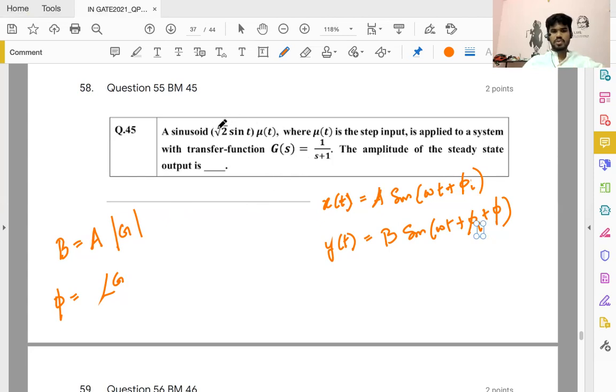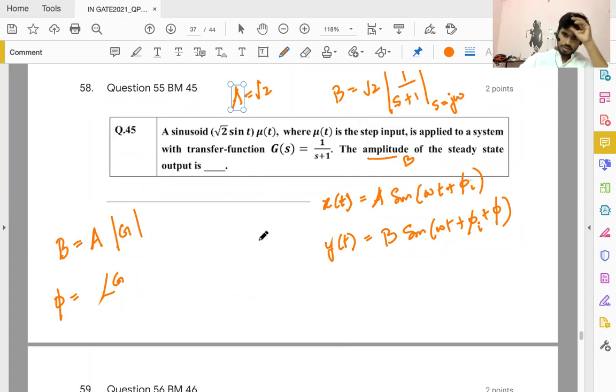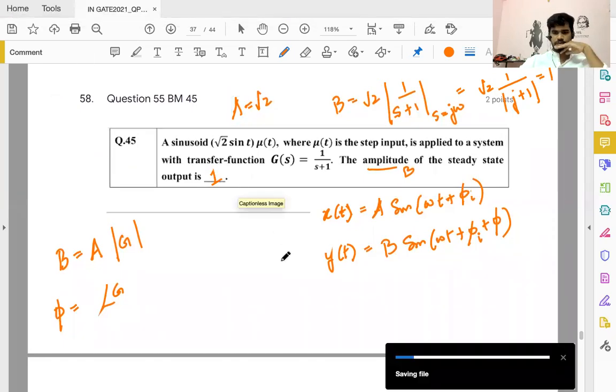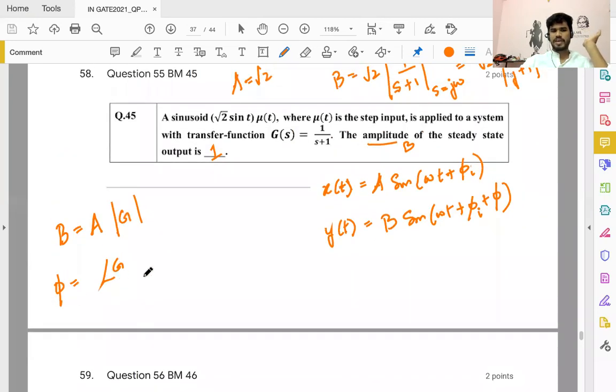So A is root 2. They are asking for B, the amplitude of the output. So B is root 2 times the modulus of 1 by s plus 1. You evaluate s as j omega at the particular frequency. So omega is 1, and you are looking for root 2 times the absolute value of 1 by j plus 1. The modulus of j plus 1 is root 2, so the answer is 1. They ask this again and again, but somehow students miss it. If they don't ask for amplitude, they might ask for phase. Phase is just the angle of that thing.